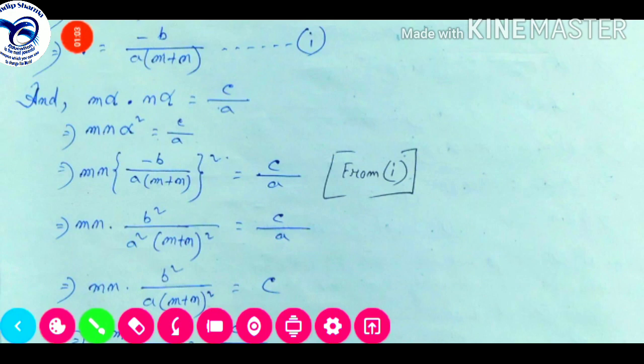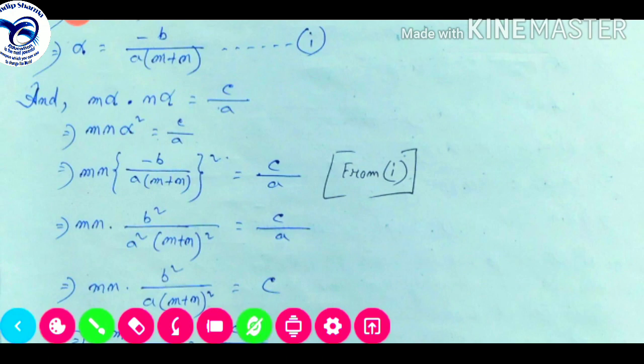So alpha into alpha will be alpha square is equal to c by a. Now here, alpha value from equation number 1 we are putting, and whole square. So it will be minus, will be plus b square divided by a square into m plus n whole square. So here, in our right hand side denominator, m, a is there. Here also a square, 2 times is there. So this one will be cancelled. So only on the left hand side, only one a will remain.